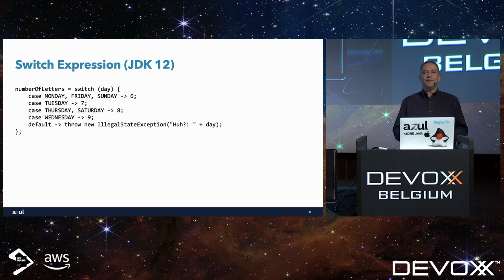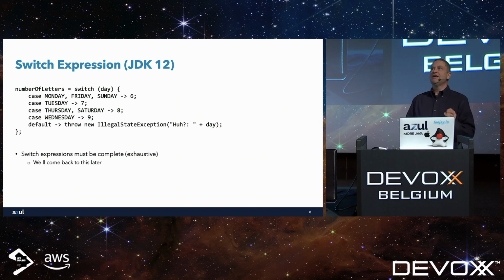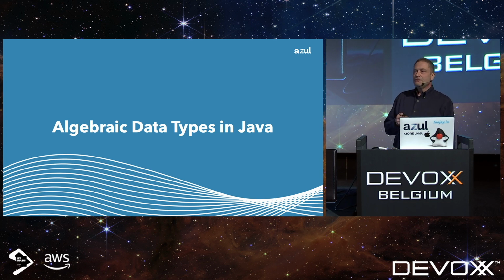So this is all good. But the important thing about this is that switch expressions must be complete, meaning they must be exhaustive in terms of the values that we're looking for. We'll come back to why that's important later on when we talk about the pattern matching in this particular case. The other thing we need to talk a little bit about before we get into pattern matching is algebraic data types in Java.